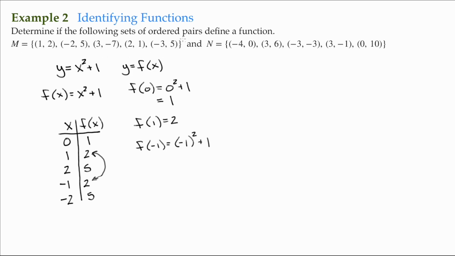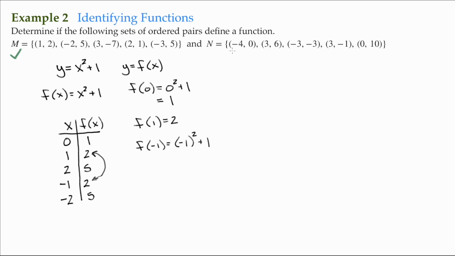So as we look at these ordered pairs up here for this set M, and this set represents the relationship between the values of a function, I'm just going to look at the x's here. I've got a 1, a -2, a 3, a 2, and a -3. So they're all different. And as long as they're all different, we're okay with deciding that this does represent a function.